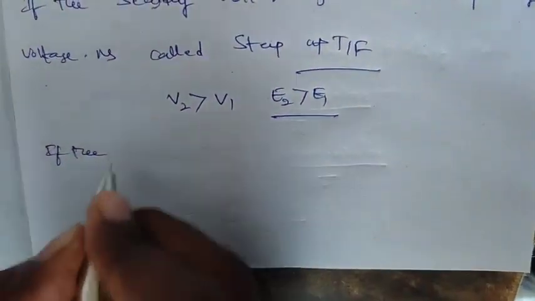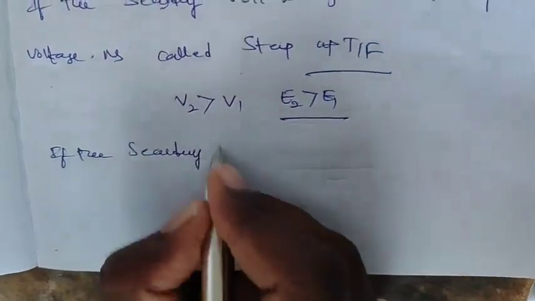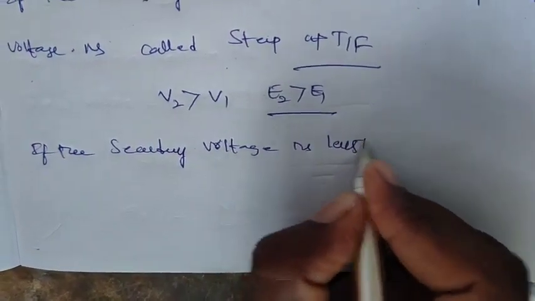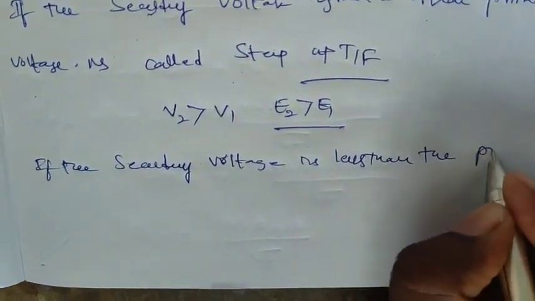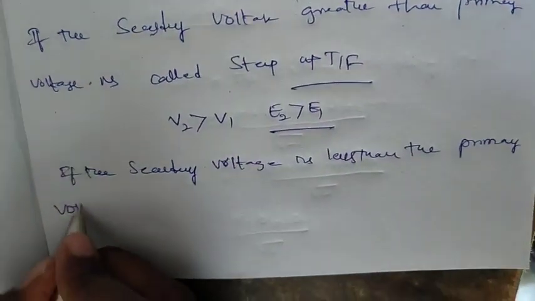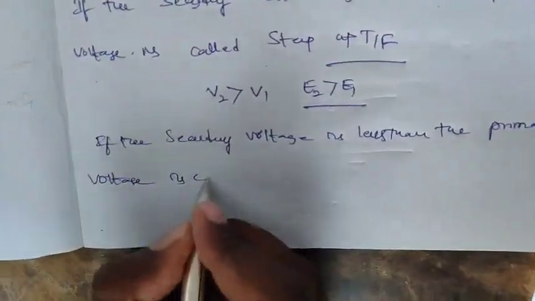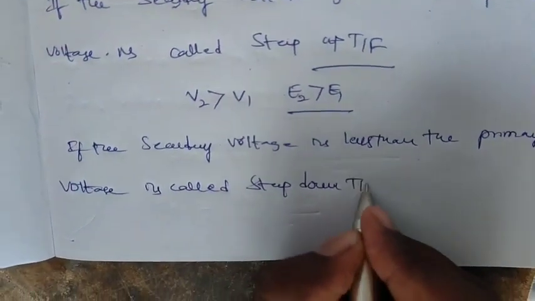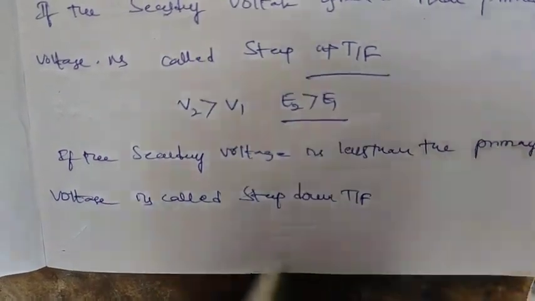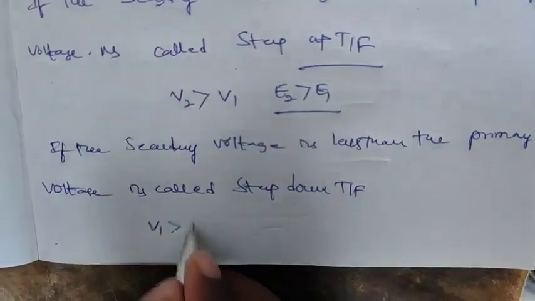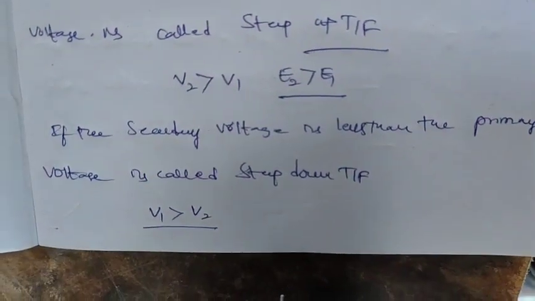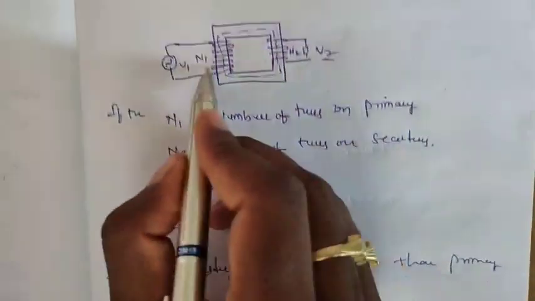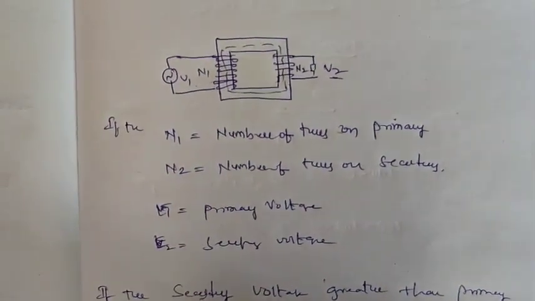If the secondary voltage is less than the primary voltage, it is called a step down transformer. That is, V1 is greater than V2. Whether V1 or V2 is greater is decided by the number of turns. We can see that in tomorrow's class.